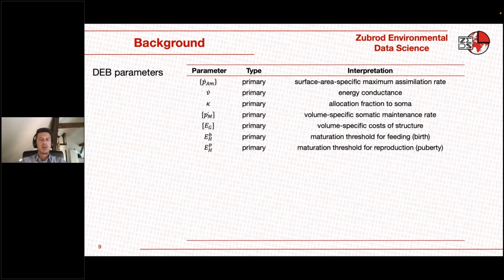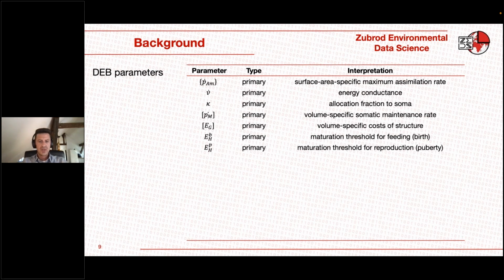The most basic DEB model, which is called the standard model, assumes that energy is assimilated by an organism with a surface area specific maximum assimilation rate called PAM into reserve. From that reserve, there is an energy flux with a specific energy conductance rate V. And this energy flux is then fractioned, and the fraction kappa of that energy flux goes into the soma, where the energy is first used for maintenance purposes, so protein turnover and so on, and we have a volume-specific somatic maintenance rate called PM. And the rest of this energy fraction is then used for growth. And then we have a volume-specific cost for structure and a parameter called EG.